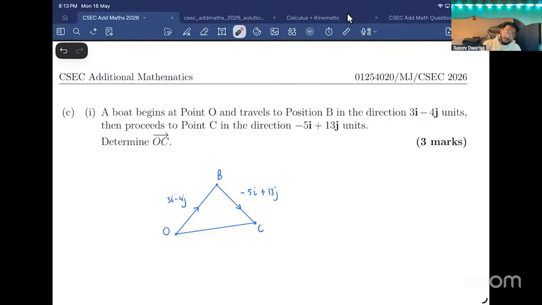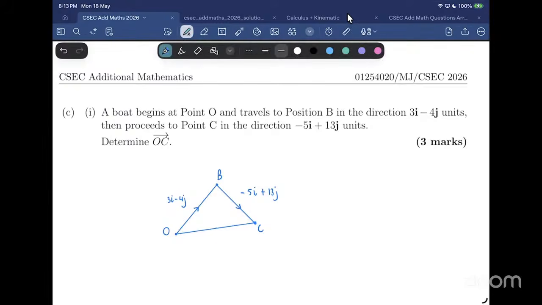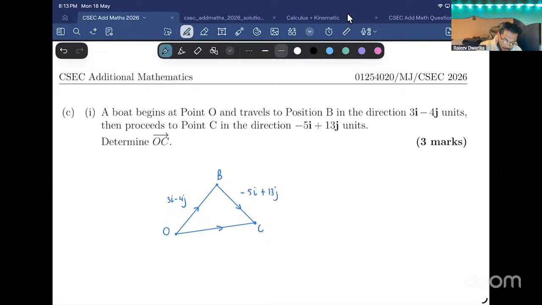When you draw a diagram, you can actually understand what happened. By going from O to B, then B to C, where did I end up? At C. I started from O, went to B, then to C. But if we're talking about the resultant vector, I just went from O to C.